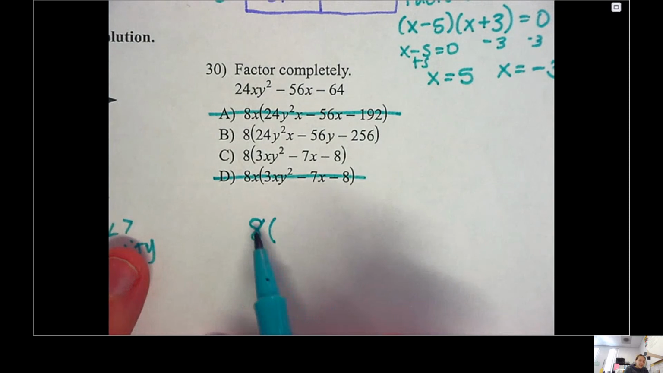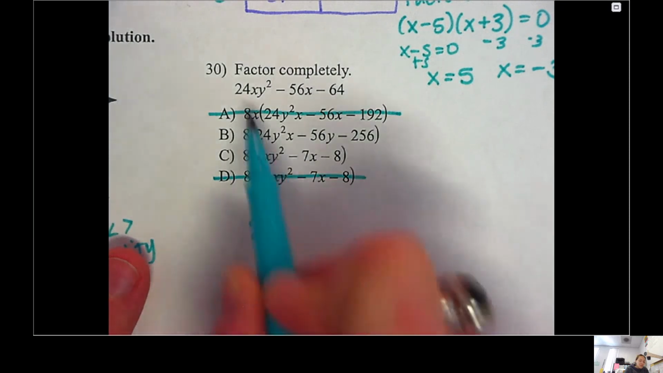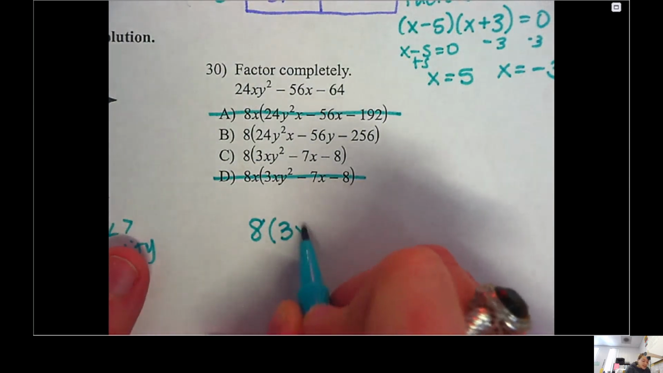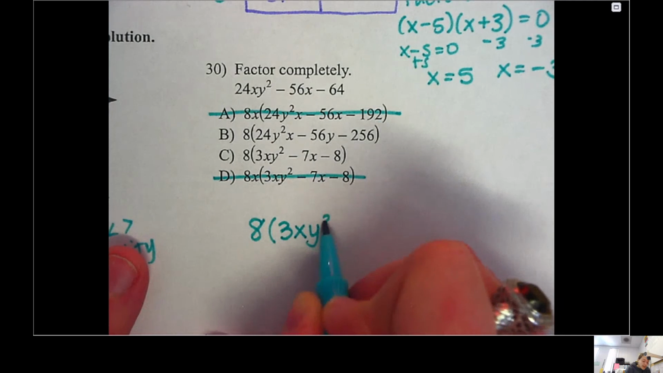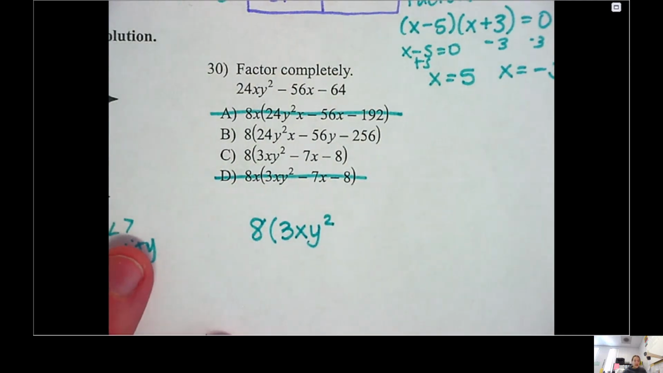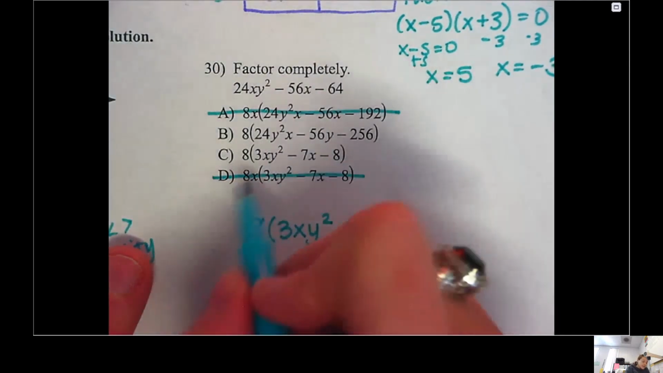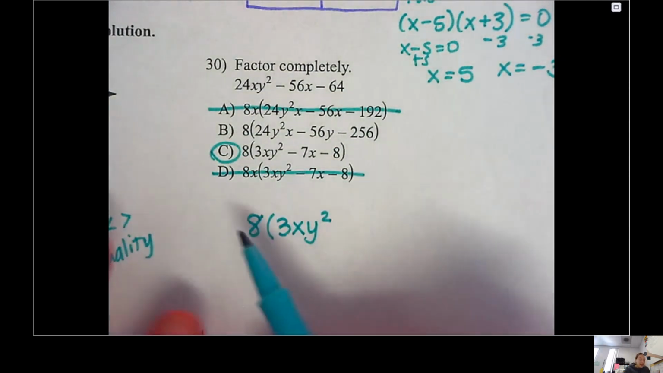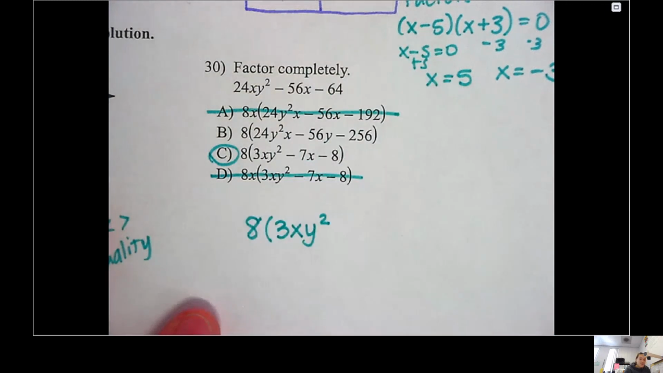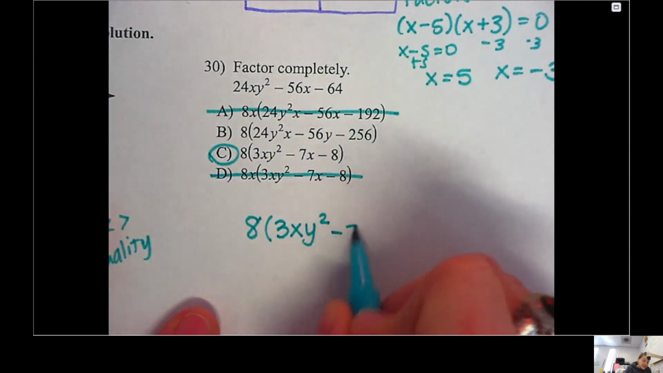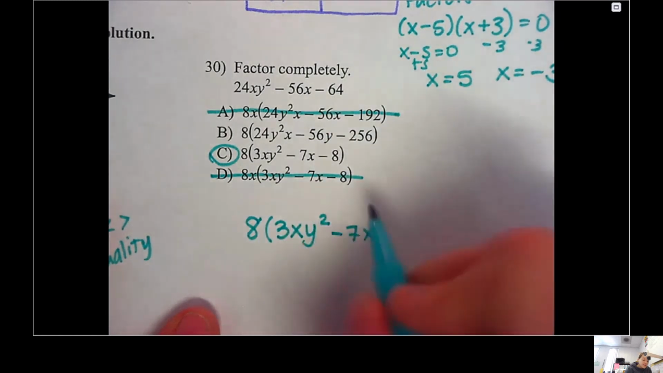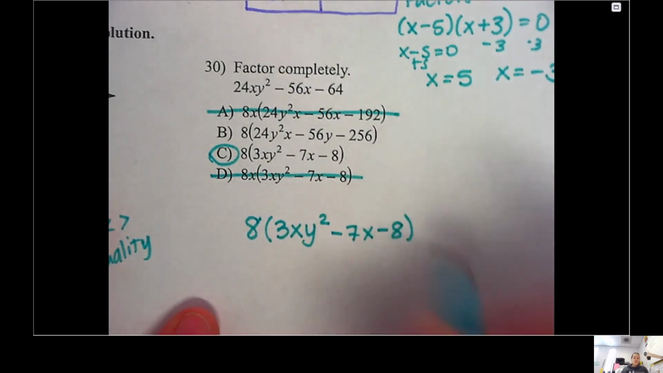So now I say 8 times what gives me 24xy squared. That would be 8 times 3. And then I would need the x and the y squared. And just by stopping there, I already see what the answer is, right? Because C is the only one that would fit. But you can finish it. 8 times what gives you negative 56x? That's a negative 7x. And 8 times what gives you negative 64? That's a negative 8. So there you go.